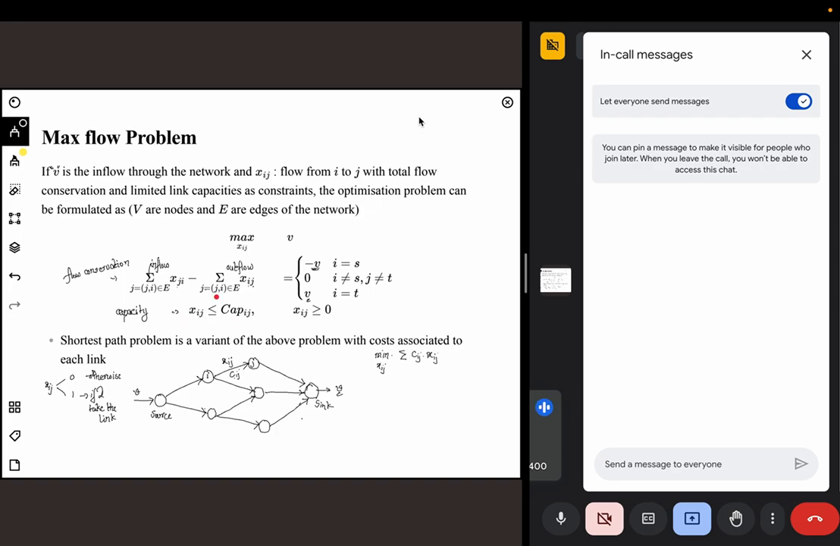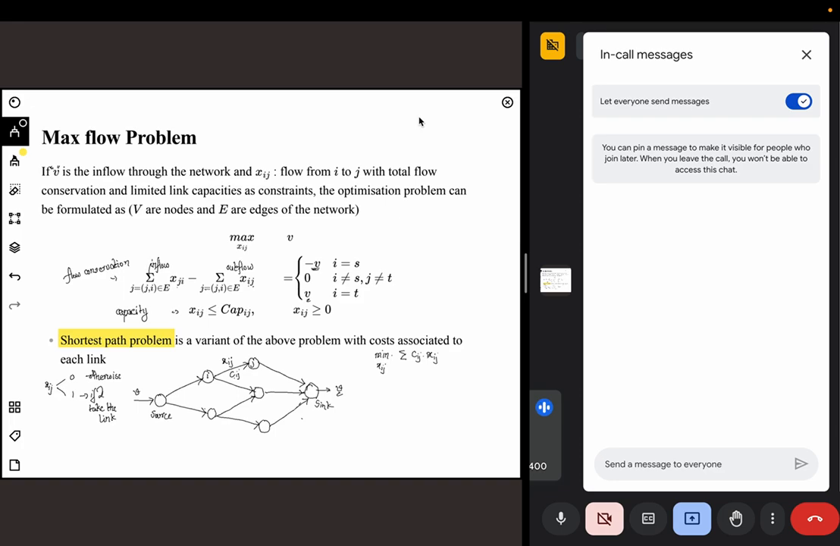Do I have this capacity constraint now? I do not have any capacity constraints now. It's because the only thing that matters for each link is the cost associated with moving on that link. So this particular thing is out of the picture now. The only thing that matters now is the flow conservation.